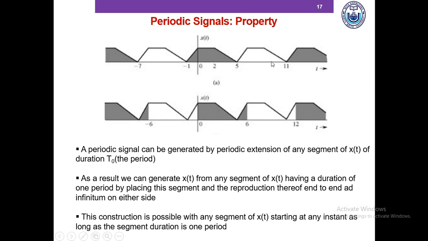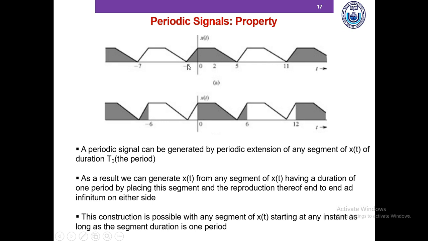So as a result, we can generate x of t from any segment of x of t having a duration of one period, that is capital T naught, by placing the segment and the reproduction thereof end to end from minus infinity up to plus infinity. So what do I mean by that?